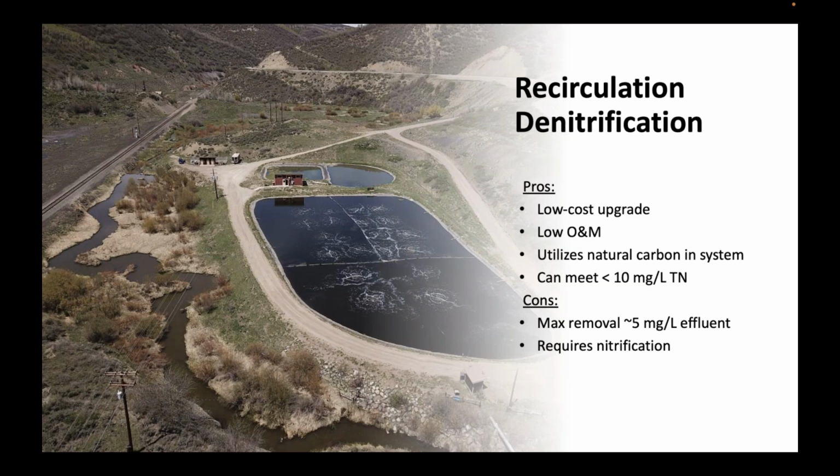Even if you're in the South, you might nitrify 10 months out of the year, 11 months out of the year, but if you miss 1 month where all of your nitrogen gets stuck in that ammonia form, you can't denitrify nitrates that don't exist, right? You have to nitrify first. So you definitely need a nitrification system or some way of nitrifying.